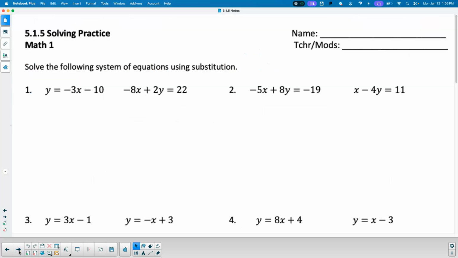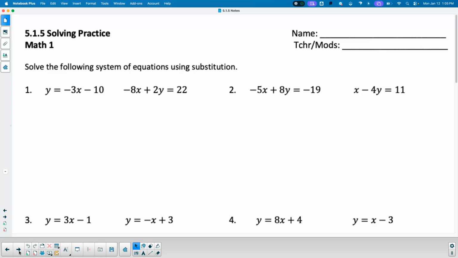Okay. I would like to do numbers 1 and 2, and then one of the word problems, 9, 10, or 11. Okay? So let's start with number 1. We want to solve this system of equations using substitution.